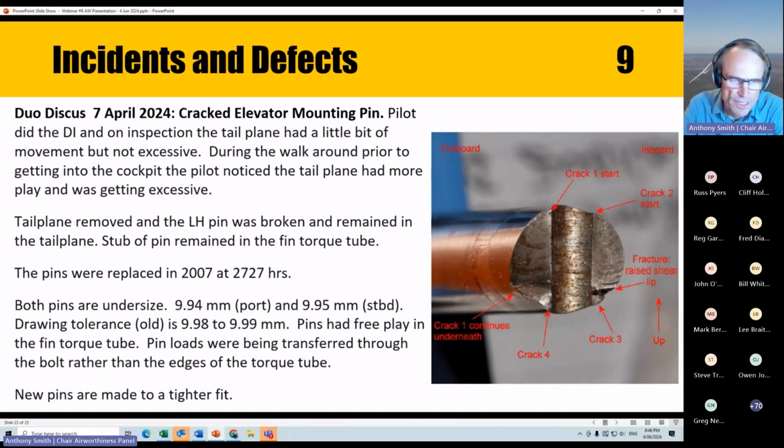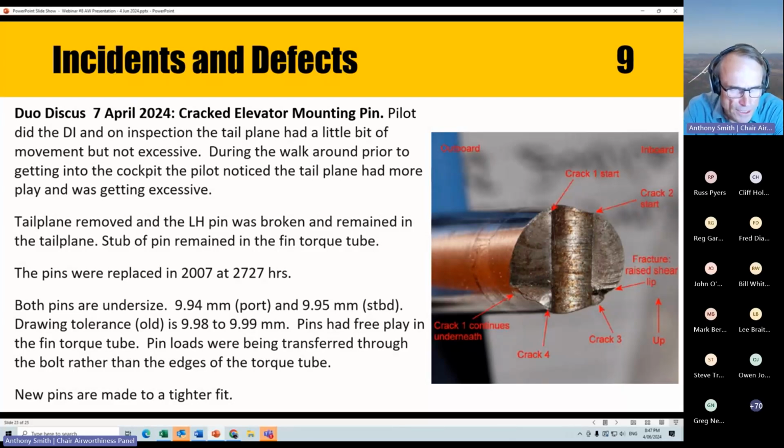So the pin that broke was between 0.04 and 0.05 of a millimetre in diameter, undersized. That gave it a little bit of free play in the fin torque tube, so that the elevator loads were being transferred through the securing bolt rather than the edges of the torque tube, and that ended up putting peak bending through the bolt hole, which is a stress raiser.